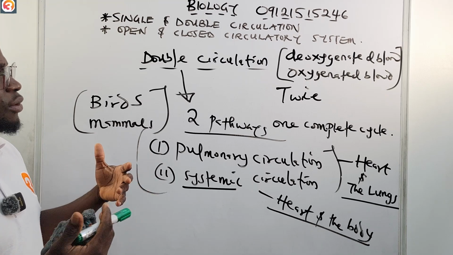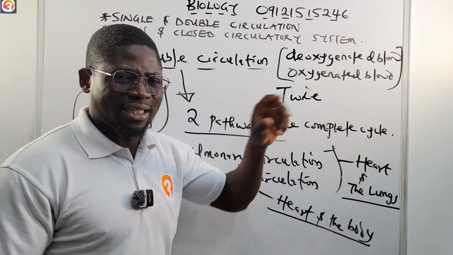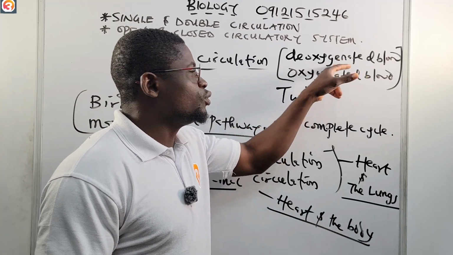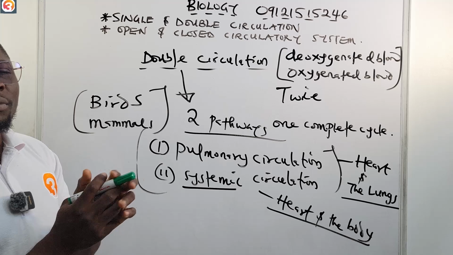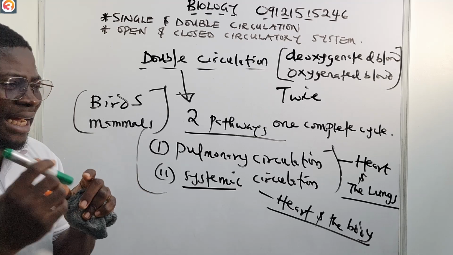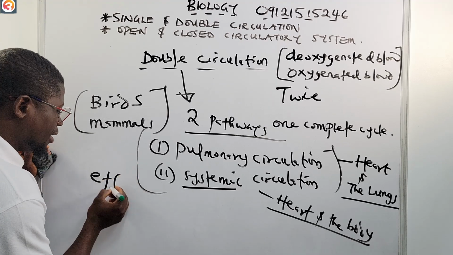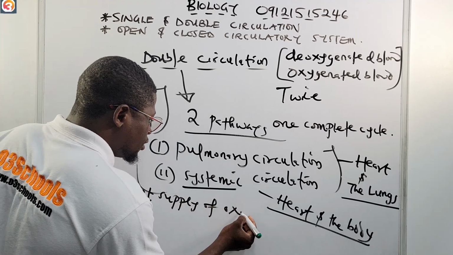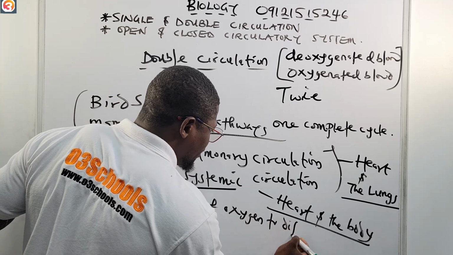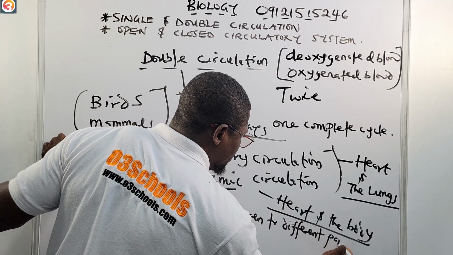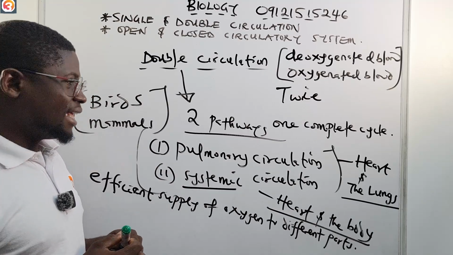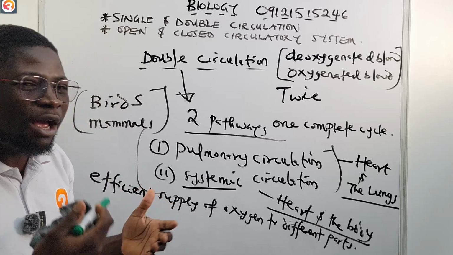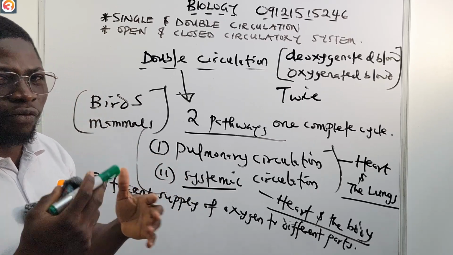But why is there a separation between deoxygenated blood and oxygenated blood? Have you ever asked yourself the reason why they do not mix together? The reason why they do not mix together is so that there will be efficient supply of oxygen to different parts of the body. We need efficient supply of oxygen to different parts of the body.